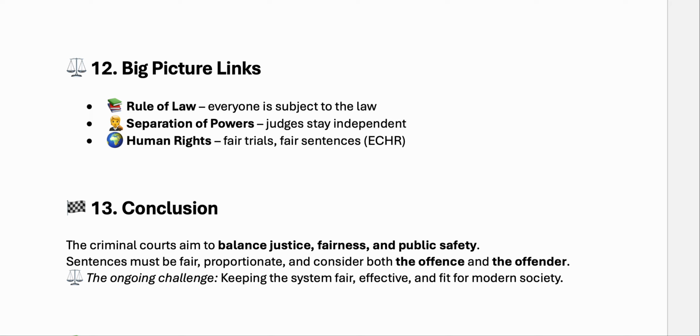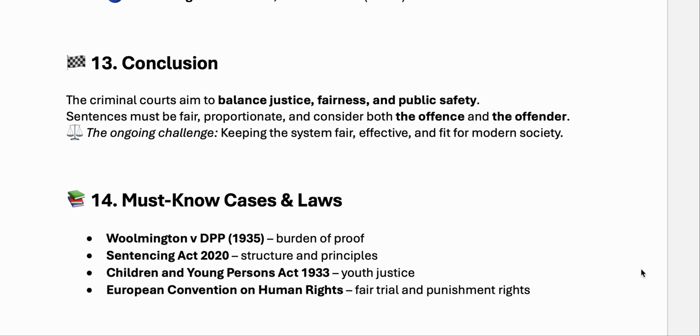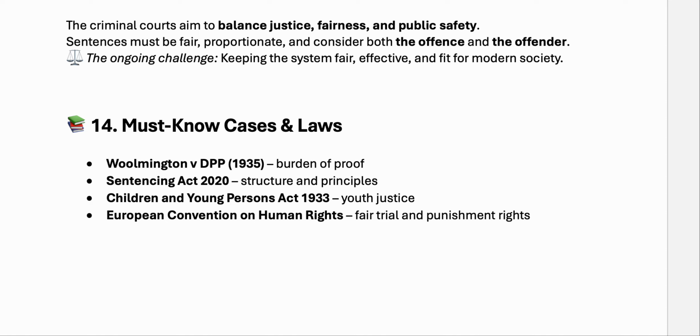The criminal justice system tries to balance justice, public safety, and helping offenders change. Sentences need to be fair, they need to fit each case, but they also need to keep things consistent. Ongoing debates show how important it is to keep adjusting what works and what society needs. Finally then, you also have some key cases here which it's important to learn.